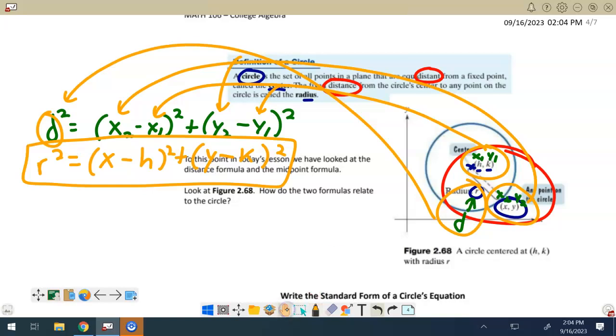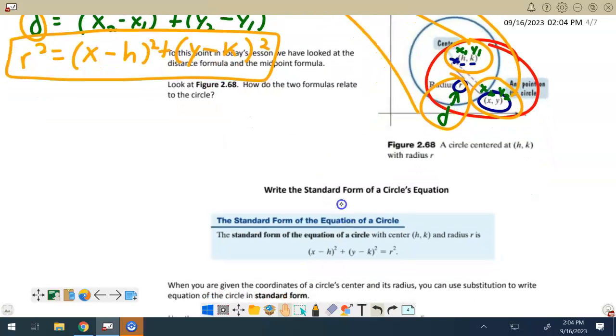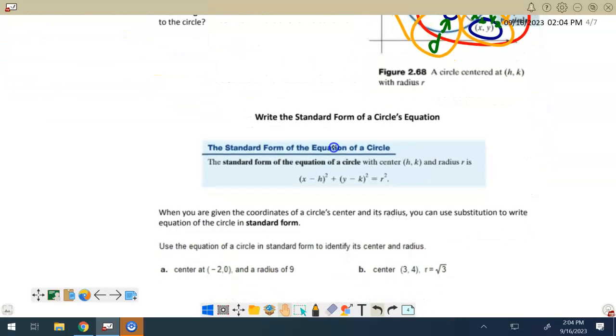All right, and so that's the formula that you're going to see here. This is called the standard form for a circle's equation. That's kind of a weird way to phrase it. The standard form of the equation of a circle. Right, that's what I was going to say.